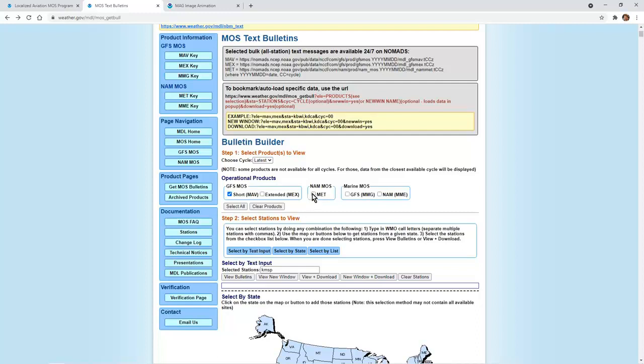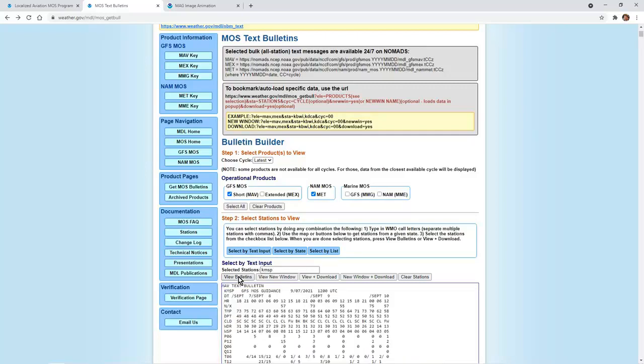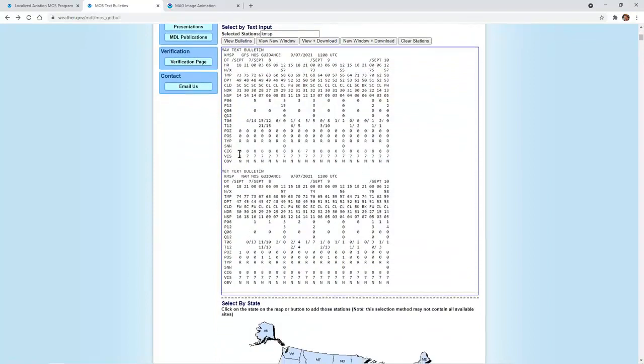So if I wanted to get those bulletins for both the MAV and the MET, I could do that. Essentially, I put in KMSP and I want to view the bulletins for that airport, and here they are. You notice they're tabular. They're just a string of text, but ultimately you can get a lot of good information about what's going on at that particular airport, including cloud coverage, so things like scattered clouds or sky clear, few or broken. You can look at wind direction, wind speed, which is in knots, and you can also look at ceiling and visibility.